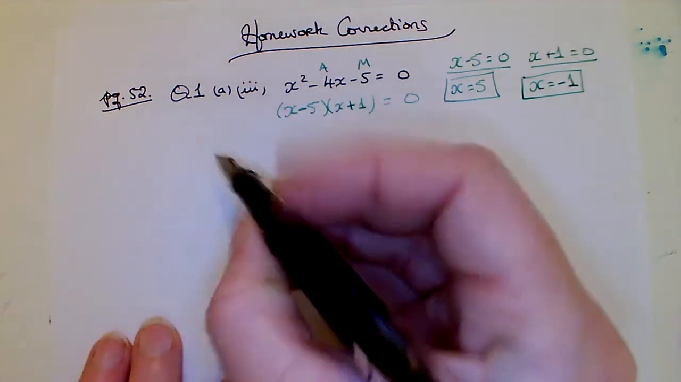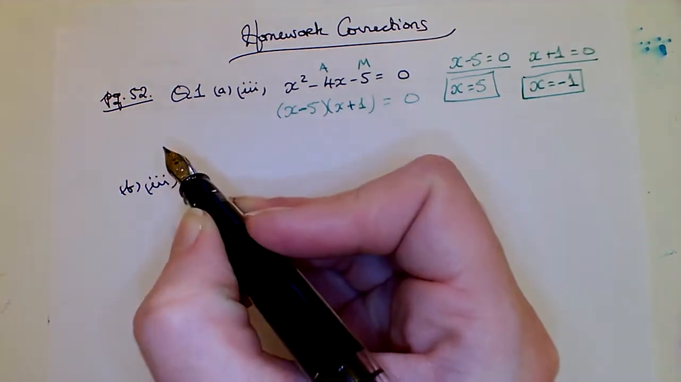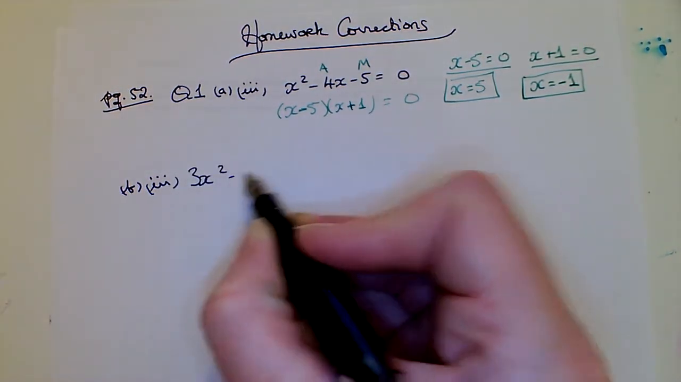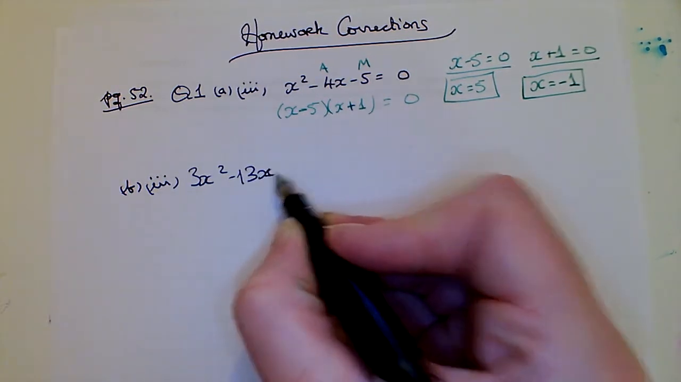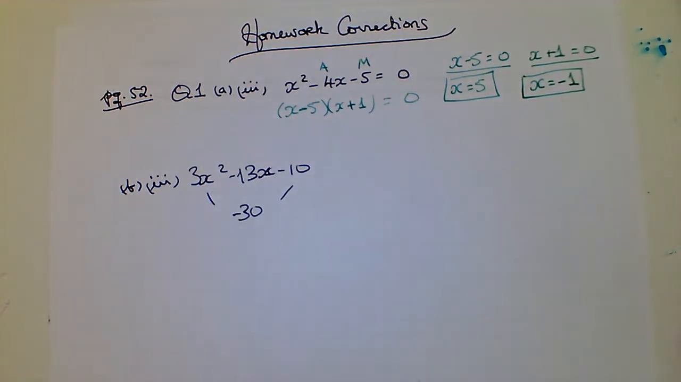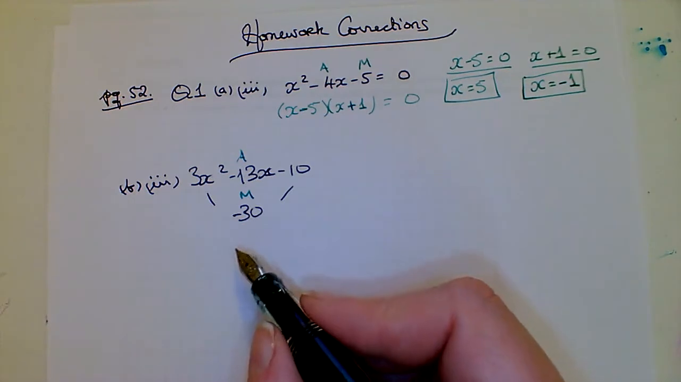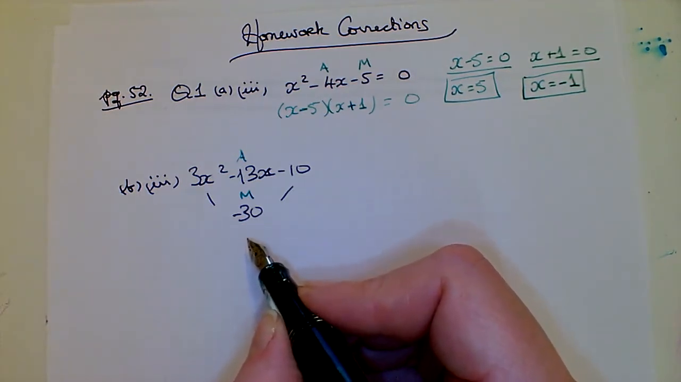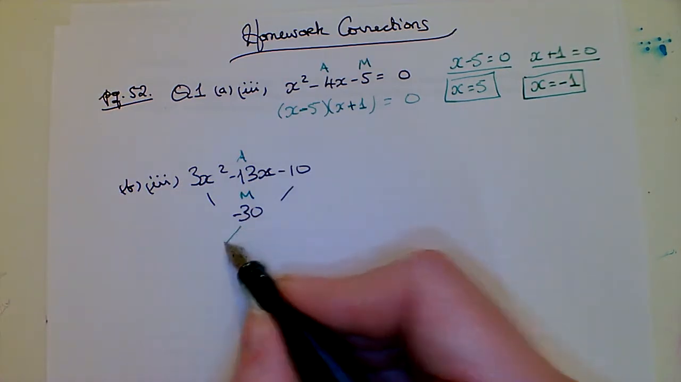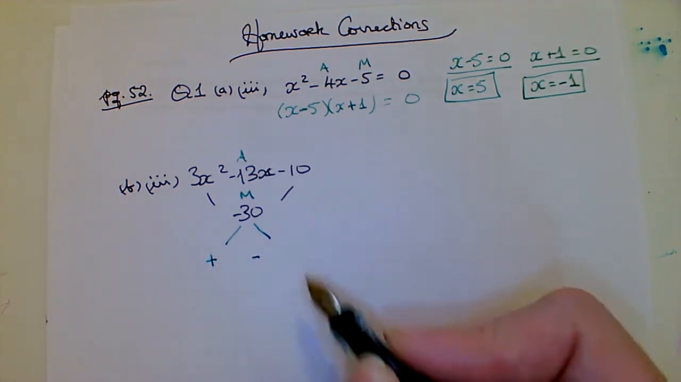Okay, B part 3. We're solving 3x squared minus 13x minus 10 equal to 0, and we need to use the guide number method. So we're looking for something that will add to give me minus 13 and multiply to give me minus 30. Now, at first glance, you might think 3 and 10, but if it multiplies to give me a minus, I need to have a plus and a minus.